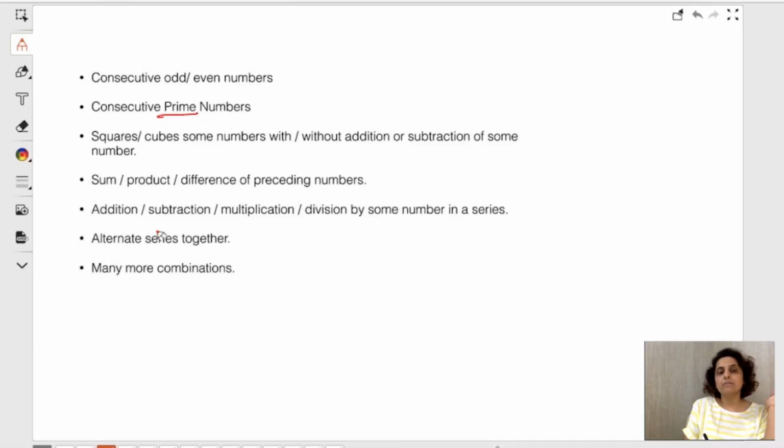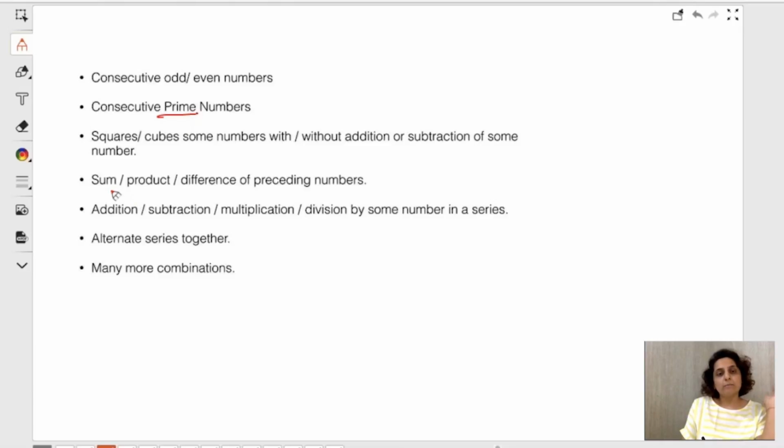We can have squares or cubes of some numbers, with or without addition or subtraction of some numbers. It's not necessary that we'll have a simple series where the squares or cubes are given, like 2, 4, 9. We might have some complicated series where the squares and cubes of some numbers are given along with addition and subtraction of some number. Don't worry, we are going to solve all types of sums here.